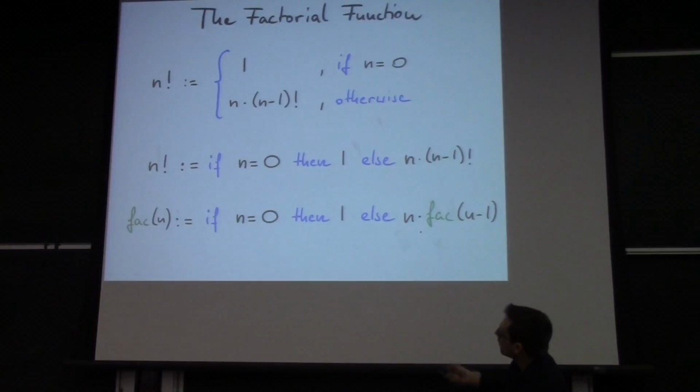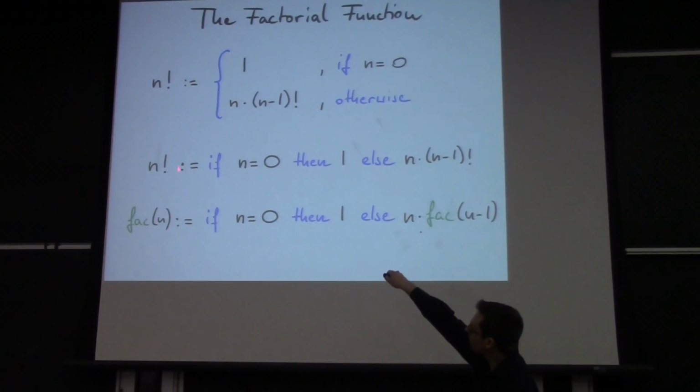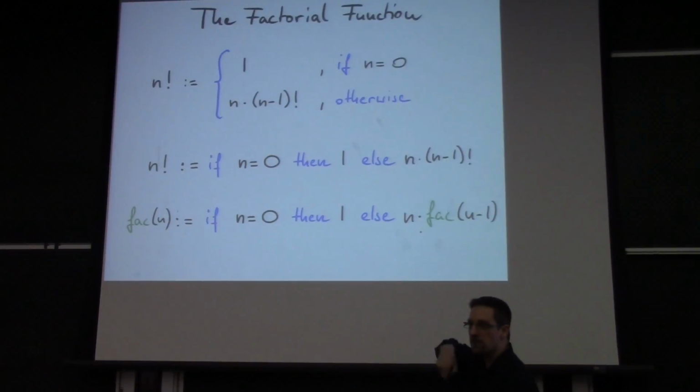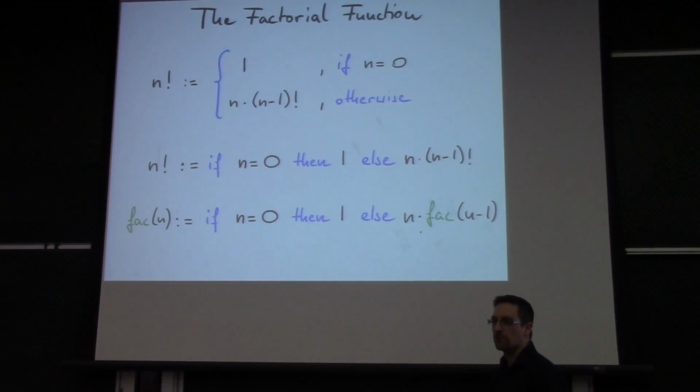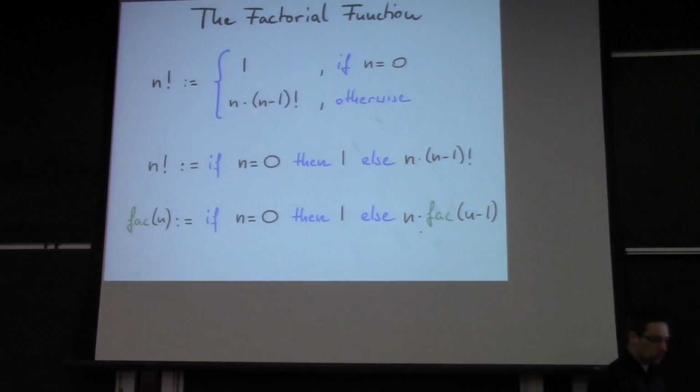And another thing I'm going to do is, I don't like this exclamation mark notation. So I'm giving this thing a name. I'm just calling it fac. So fac of n is now defined by this thing here. So fac stands for the factorial function.